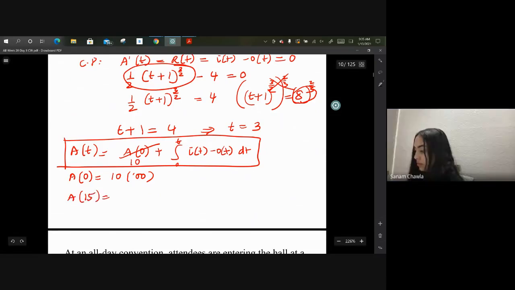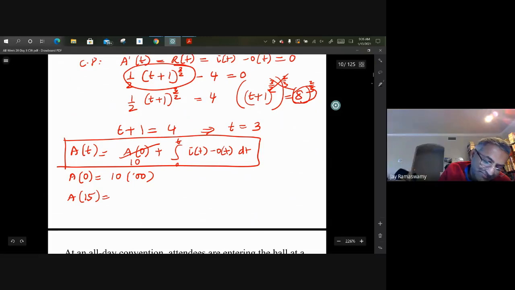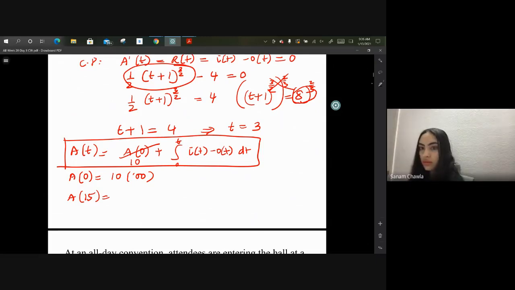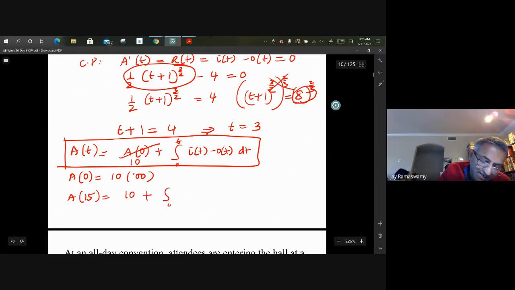Let's do it together. So what am I writing? 10 plus the integral from 0 to 15. I'm just plugging it into the formula. And is that basically 1/2 T plus 1 to the power of 3/2 minus 4 dT? Yes.